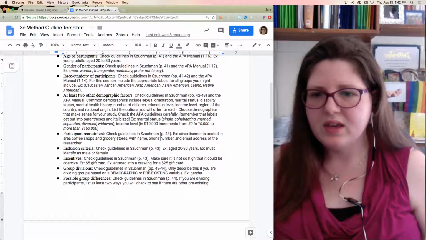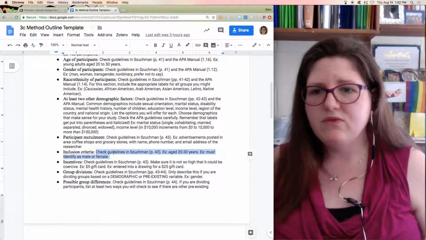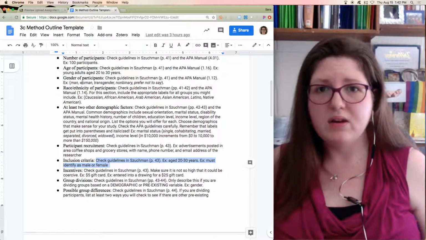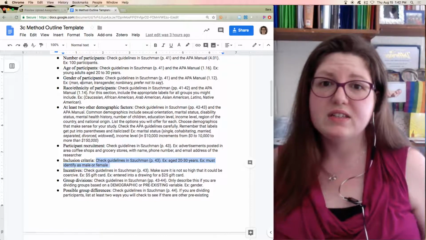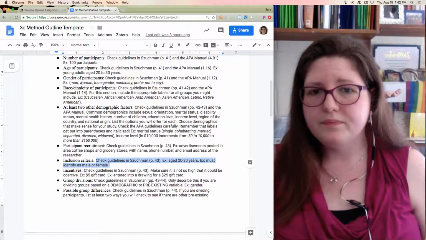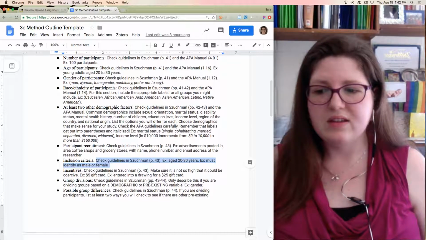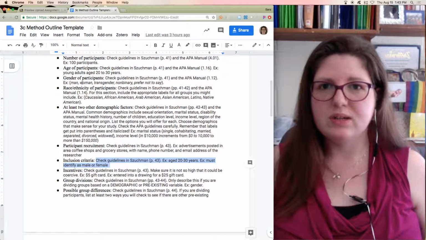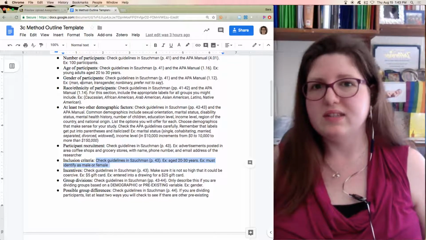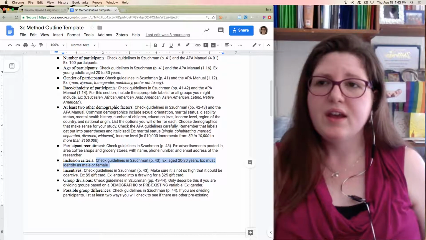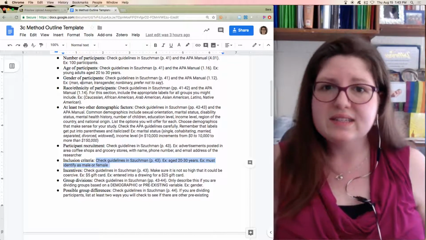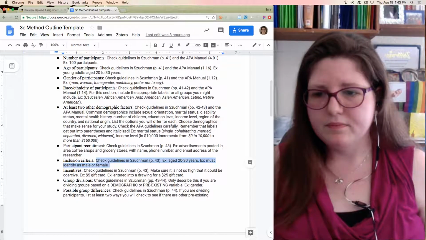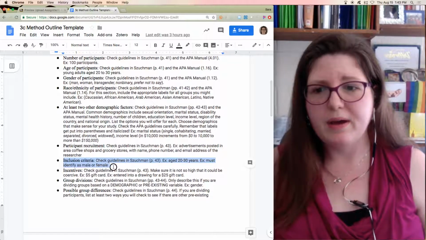Inclusion criteria. So if you are comparing men and women, you need to specify that people need to identify as either a man or a woman. And if it matters to you whether they identify as cisgender, rather than transgender, someone who is cisgender is someone whose sex assigned at birth matches their gender identity. If that's important, you would specify cisgender male or female. So just think carefully about what you want.